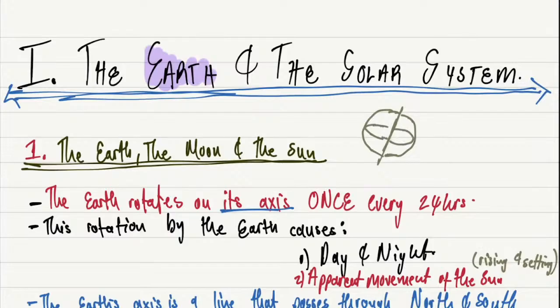Here's the earth. And it's like this. So this is the axis, of course. This is the axis of the earth, the line that passes through the North and South Pole. And we're saying the earth will be rotating like that.